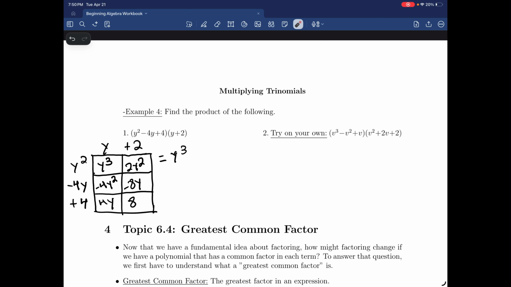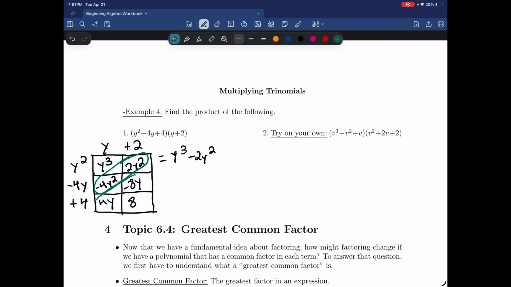And now looking here at our y squared term, we also have a y squared term here. So I'm going to go ahead and combine these like terms. So negative 4y squared plus 2y squared, that's going to get us a negative 2y squared.